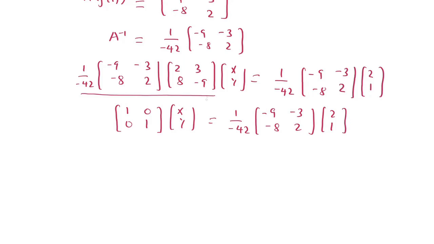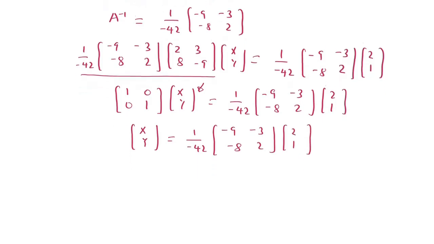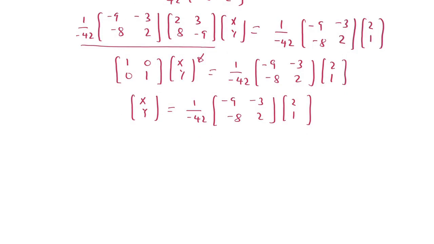So our left hand side is just going to have matrix X, Y. Applying those concepts, our equation is going to be matrix X, Y equals 1 over negative 42 times matrix negative 9, negative 8, negative 3, 2 times matrix 2, 1. Okay, so now let us apply the multiplication of a matrix for our right hand side.